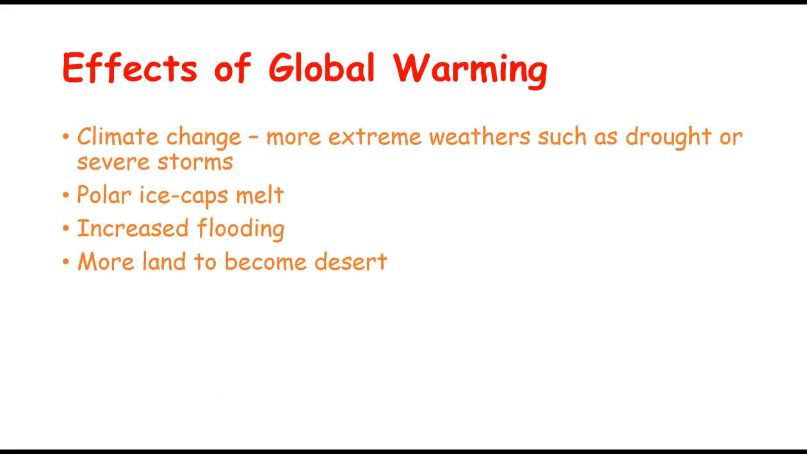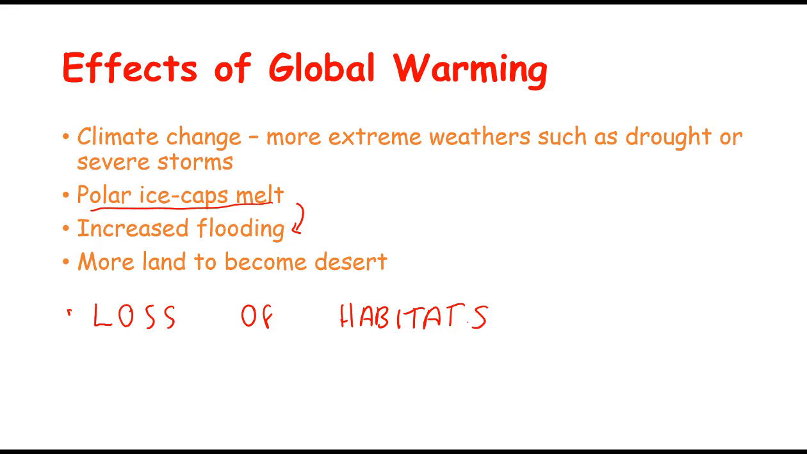Now the effects of global warming then is climate change. Polar ice caps are melting, which then causes increased flooding, and there's also more land becoming desert. There are also two really important points. Because there's more flooding and the land becoming desert, there is a loss of habitats. Now, what effect do you think this has on biodiversity?